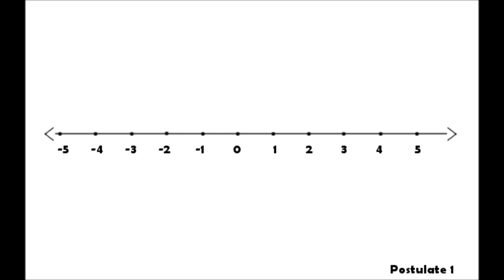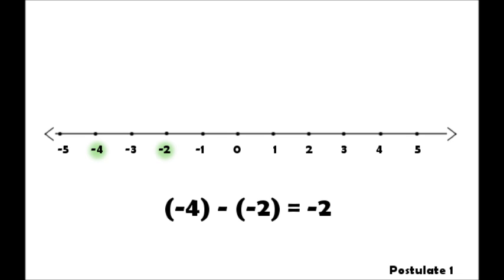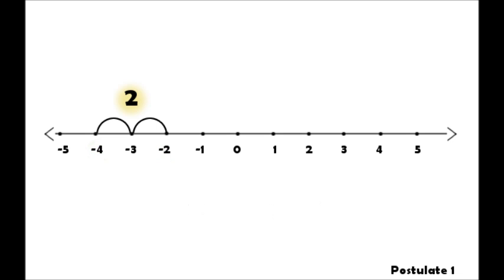The distance between any two points is the absolute value of their difference. Absolute value means to disregard whether the value is positive or negative. For example, the difference between the points -4 and -2 is -2. But we just want to know the distance, which is simply 2.